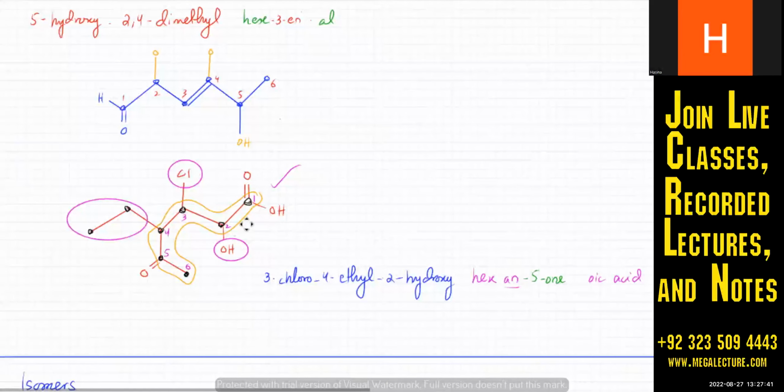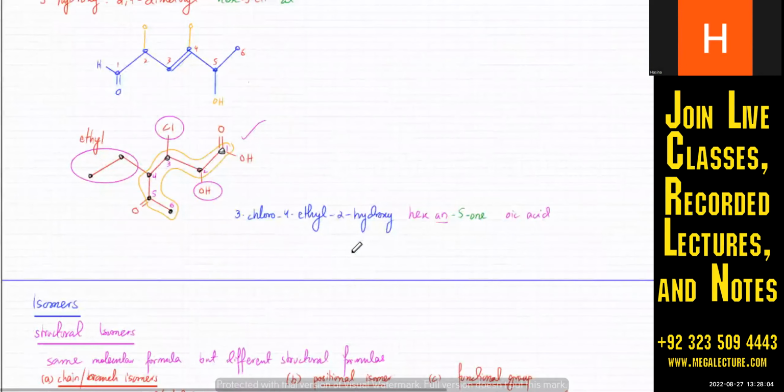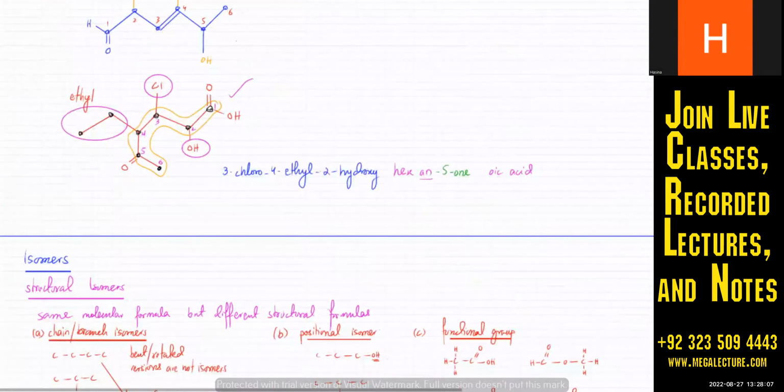The rest are all branches. So you got a hydroxy branch, you got a chloro branch, you got an ethyl, a branch with 2 carbon atoms. That's ethyl, right? So chloro on the third one, hydroxy on the second one, and ethyl on the fourth one. So these are all your branches.